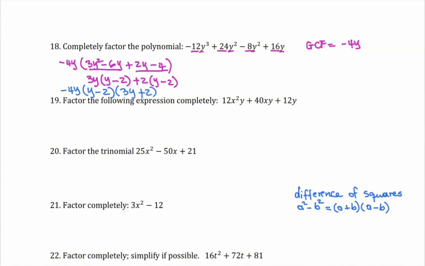Okay. The next example here, we want to check to see if there is a GCF that's not 1. The GCF is not 1 here. It's 4y.